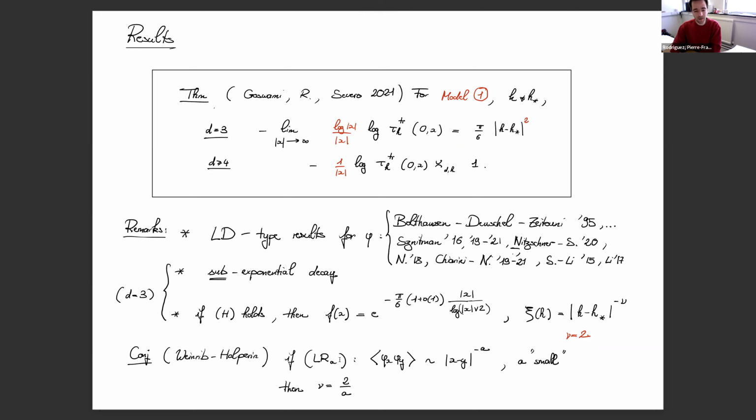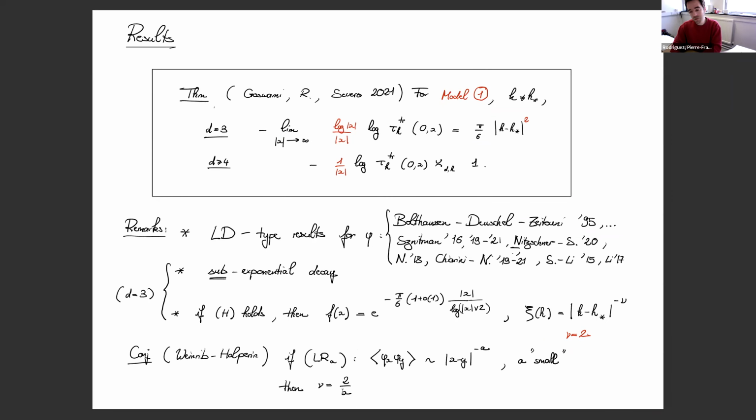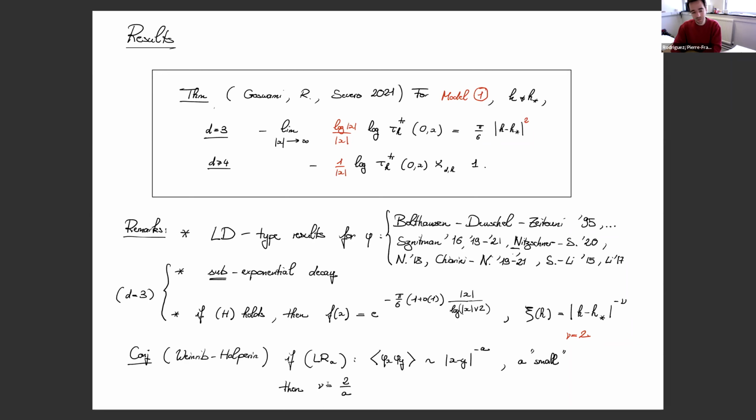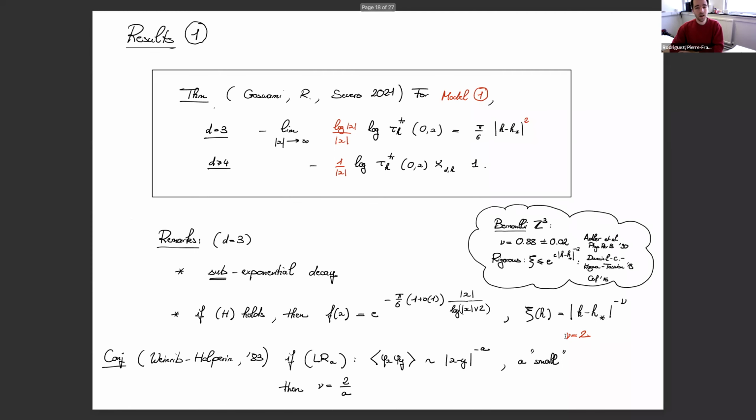Then you expect, if this exponent a is small enough, and if this order is relevant, as physicists would say, you would expect the correlation length exponent to be 2 over a, which, if a is 1, nu is 2. So this is exactly what we get here. Okay, good. So this is about model 1. Now I'm going to talk about model 2, where we can go one step further.